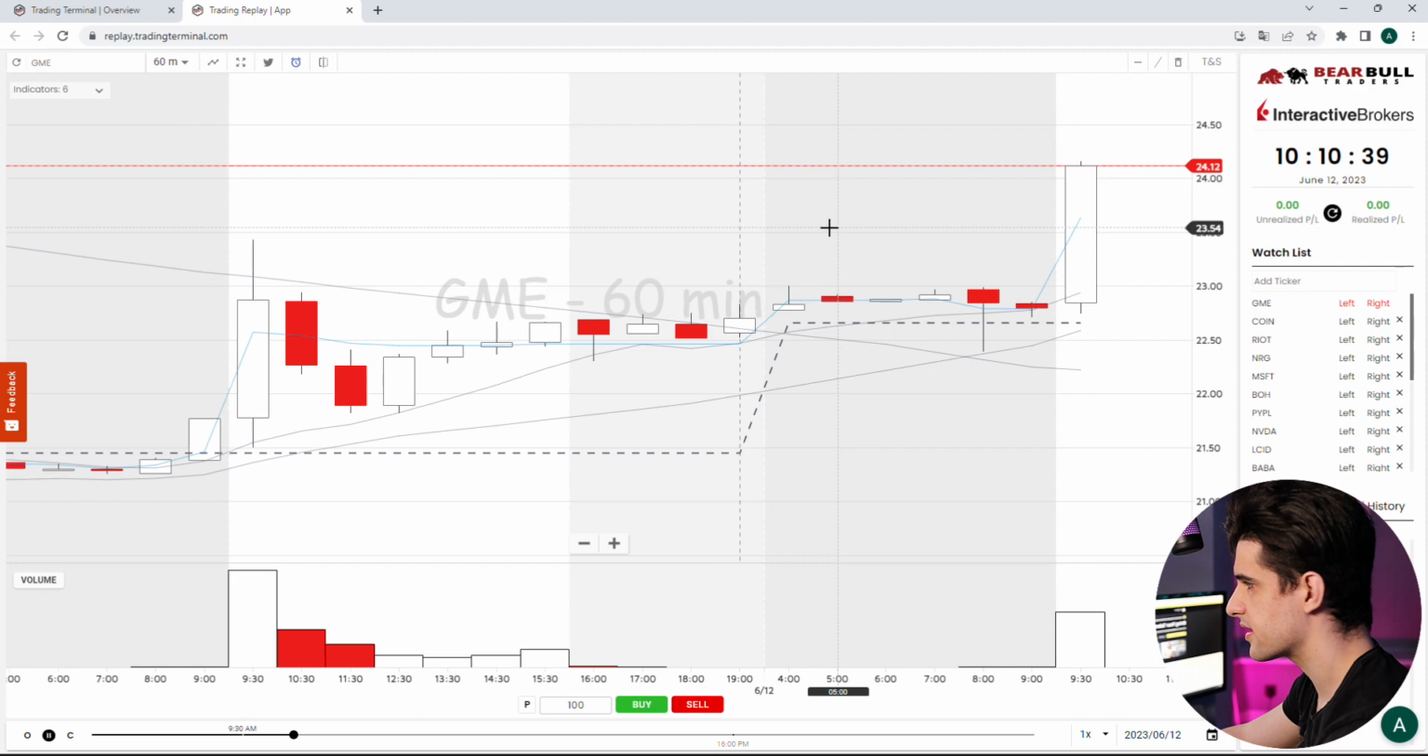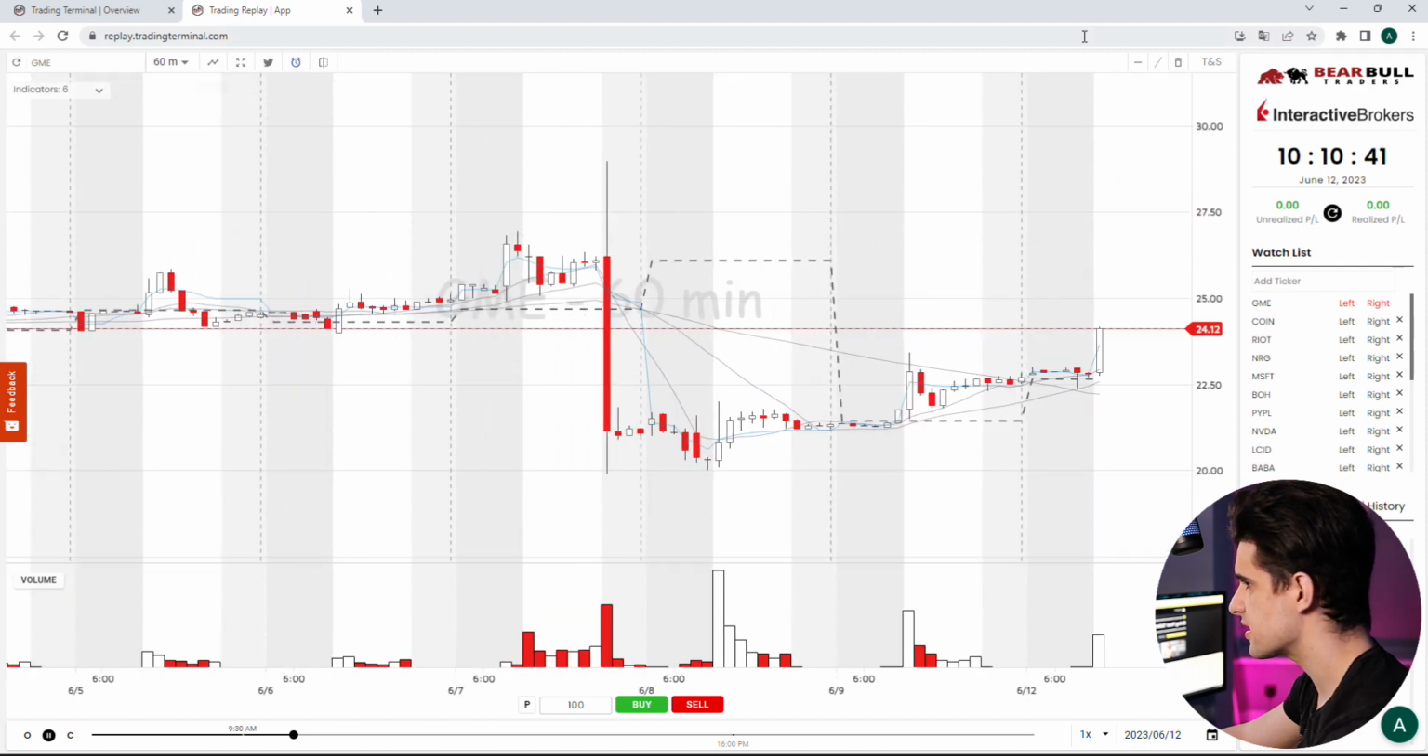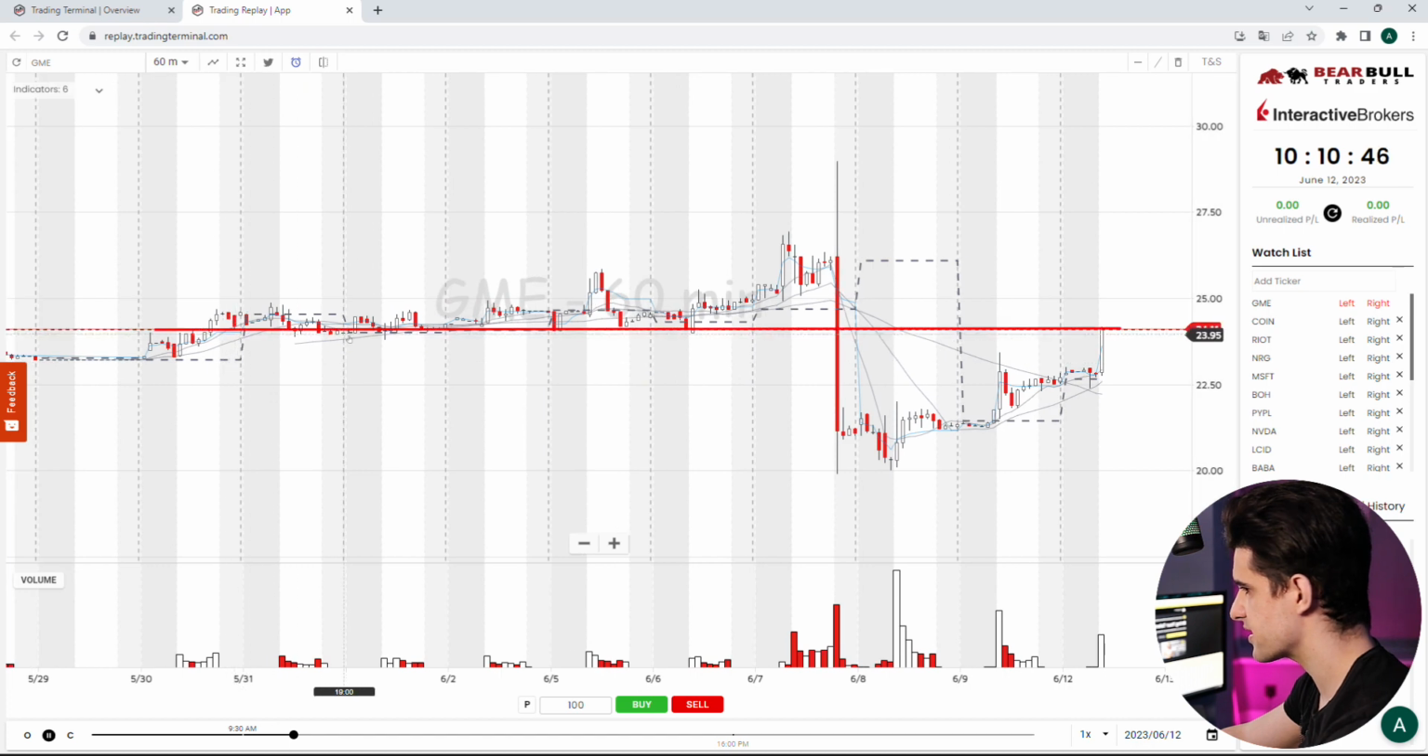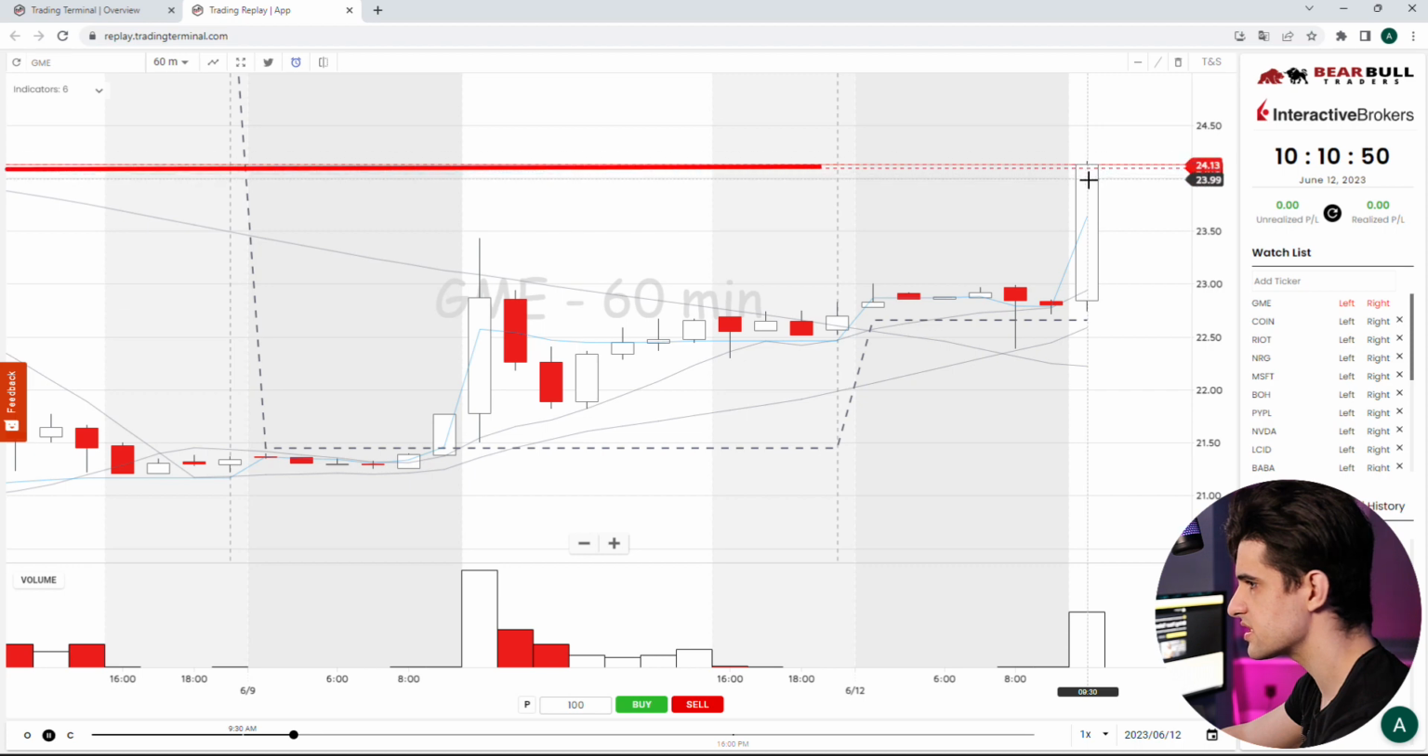Looking at the 60-minute chart and zooming it out, you could see that approximately there is a level. You see this? This level was acting as support for so long, and right now it could potentially act as a resistance.